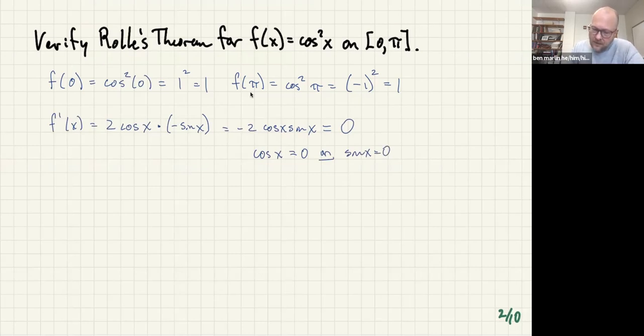So then if we think about our unit circle, and that wasn't a very good picture of the axes, sorry.